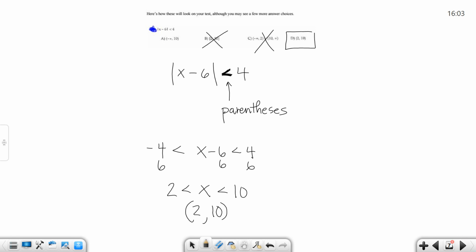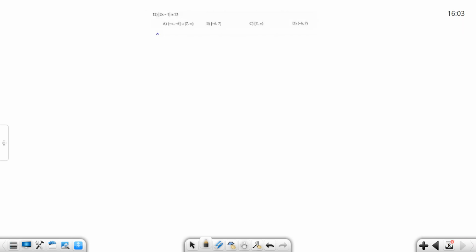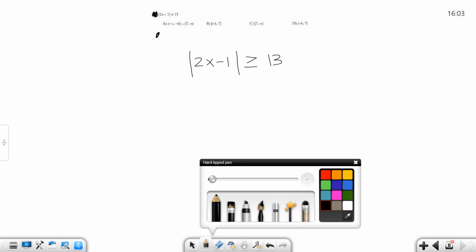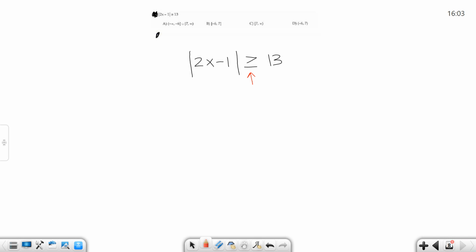Okay, let's try one more of those and then we'll be done. For this one, you'll have to forgive that it has a 12 there. I picked it from an old test. So you have 2x minus 1 is greater than or equal to 13. Well, first of all, I recognize that greater than or equal to means I'm going to have a bracket. So that means D can't be my answer because that doesn't have a bracket.